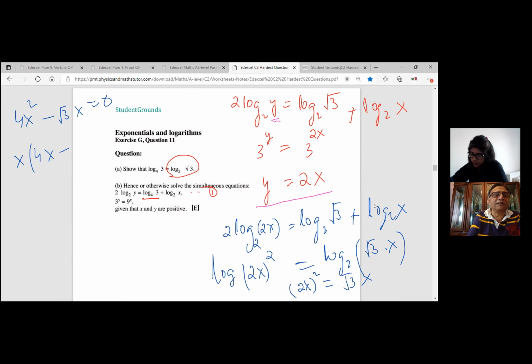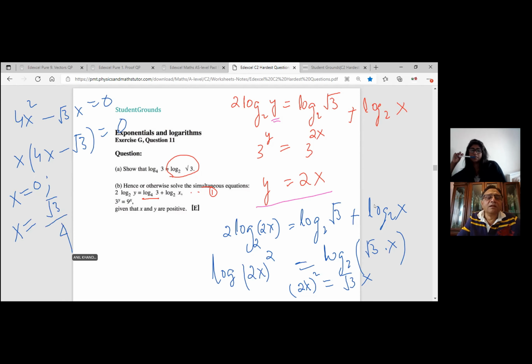So you get 4x squared minus square root 3x equals 0. Take x common. So you get square root 3 equals 0. So that means either x equals 0, which is not the case, they are positive, or x equals square root 3 over 4. Is that clear? Oh, yeah.